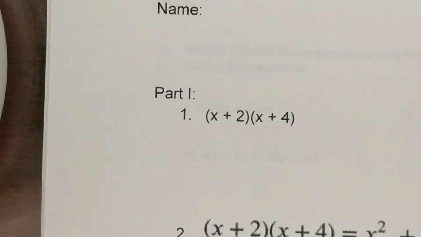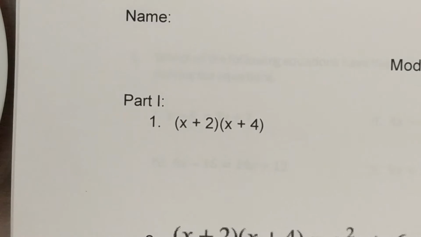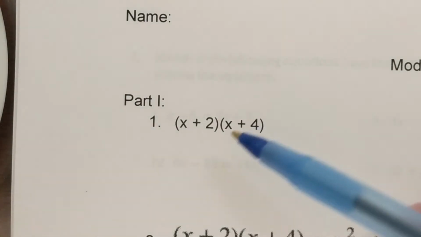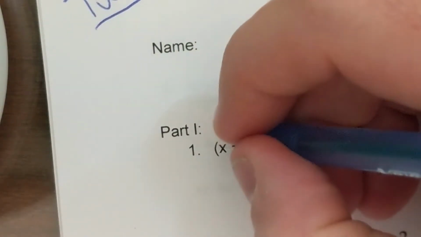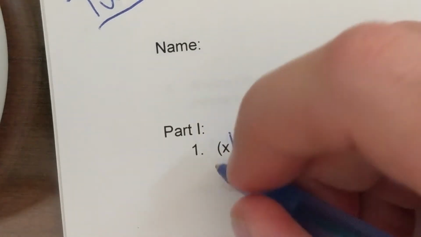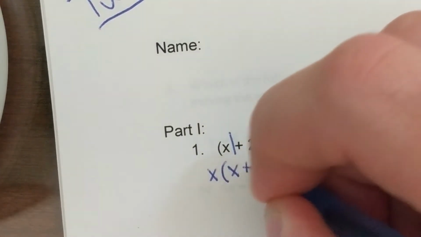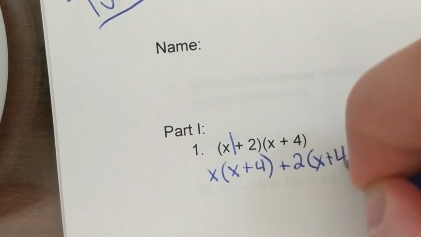All right, happy Tuesday. Again, this is Module 1, Lesson 12 now that we're talking about. And if we look at number 1, this is just a review. We have a binomial times a binomial. So if you remember back, we'll split up the first binomial. We'll have x times the second set of parentheses, which is x plus 4, plus 2 times x plus 4.